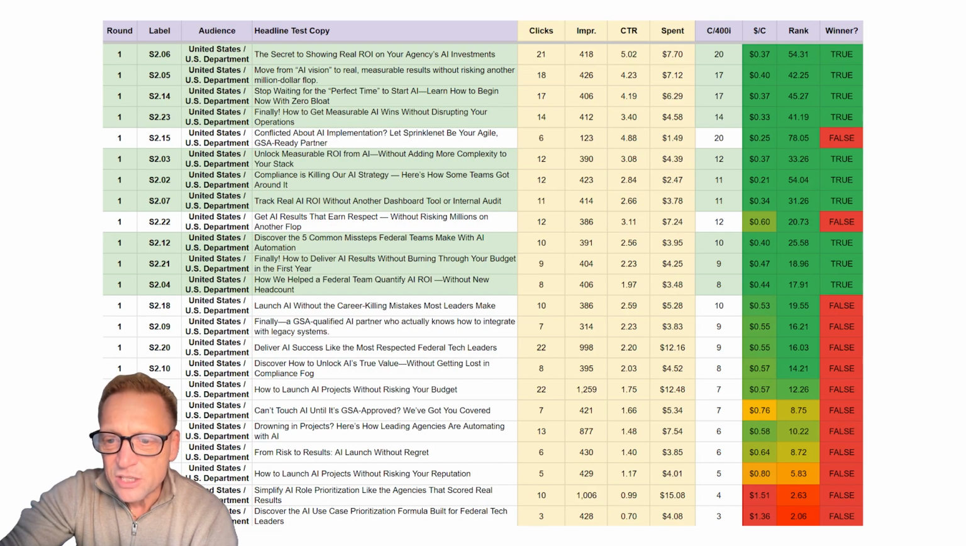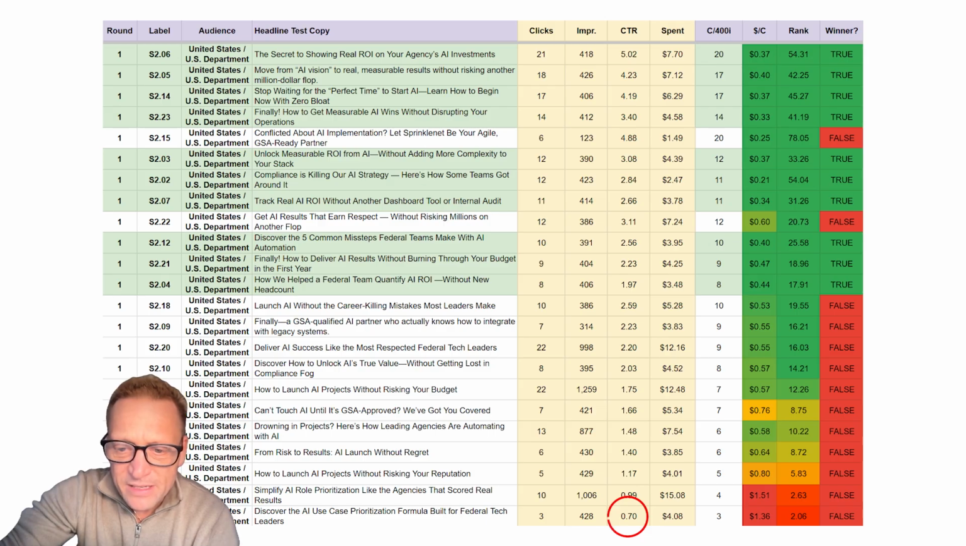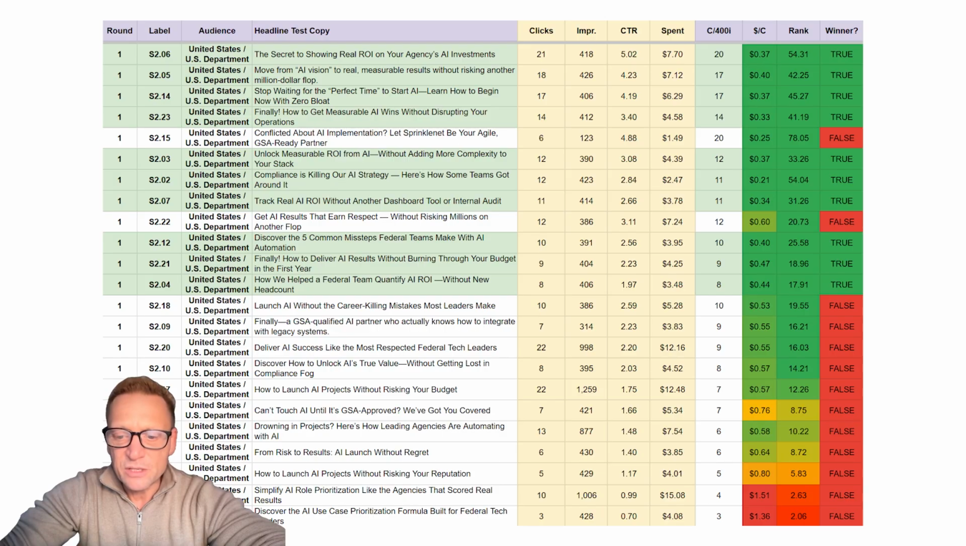So you can see here there are huge differences. 0.70% CTR here versus 5%. We've put together this spreadsheet so that we can see the differences. You see all of those, they didn't pass either because of the cost per click or because they didn't get the CTR we were looking for. But they were also big winners. So I want to show you the biggest lessons here.